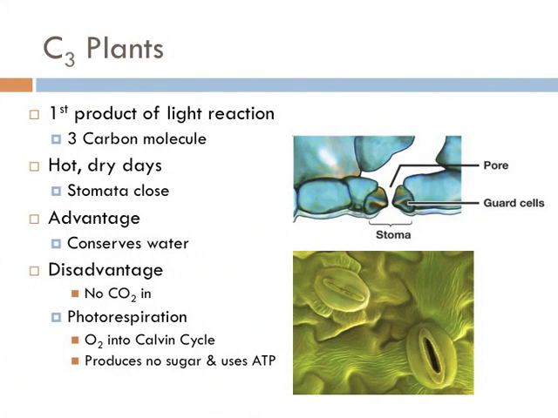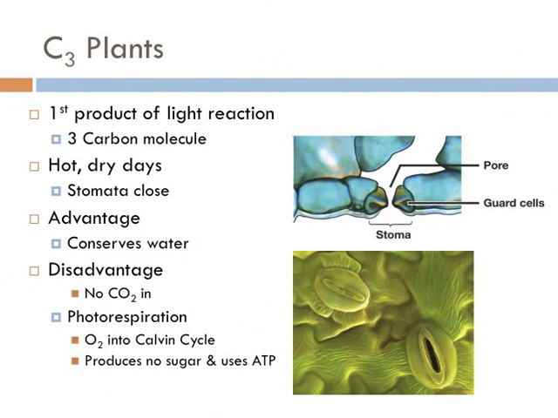In the bottom photo is an example of a closed stoma and an example of an open stoma. On especially hot and dry days, the stomata close in C3 plants. This has a major advantage of conserving water within the plant because water is not lost through the open stomata. However, this advantage has a serious cost. It doesn't let carbon dioxide gas into the leaf, and without carbon dioxide, the chloroplast doesn't have the raw material to make sugar. It doesn't have carbon.